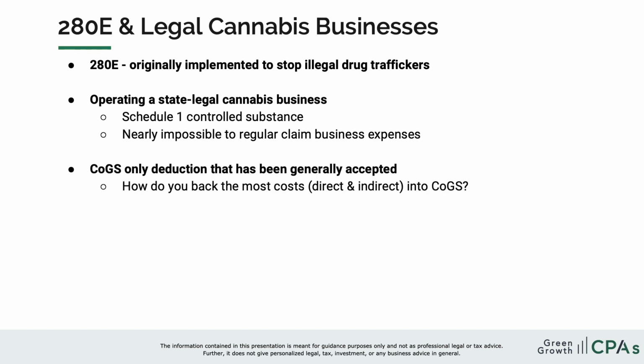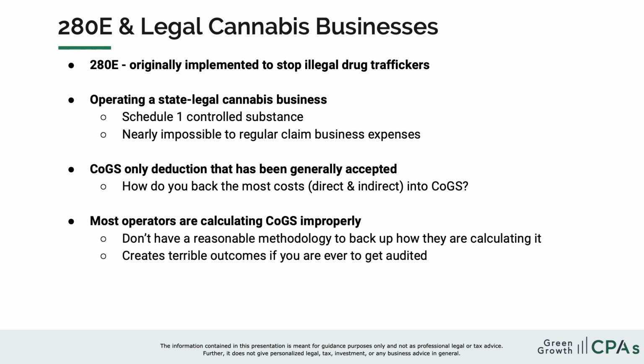Okay, now the age-old question is, how do you back the most costs, direct and indirect costs, into COGS? Now, what we've noticed throughout working with hundreds of clients is that most operators are calculating COGS improperly or they don't have a reasonable methodology to back up how they're actually calculating it. One thing is, how are they allocating employee time? How are they allocating specific input costs? How are they actually splitting these costs between COGS and inventory? Or are they even splitting them between COGS and inventory?